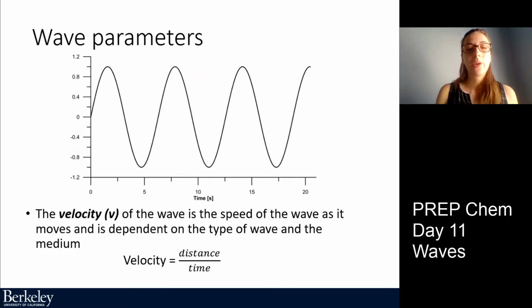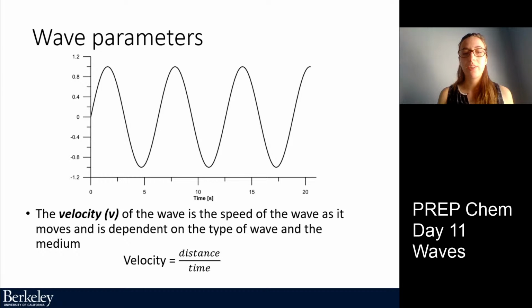Okay, so we can also define the velocity of the wave. The velocity is just the speed of the wave as it moves, and this can be dependent on a lot of things, for example, the type of the wave or the medium that the wave is traveling in. Just like we do in physics, we define velocity as distance divided by time.